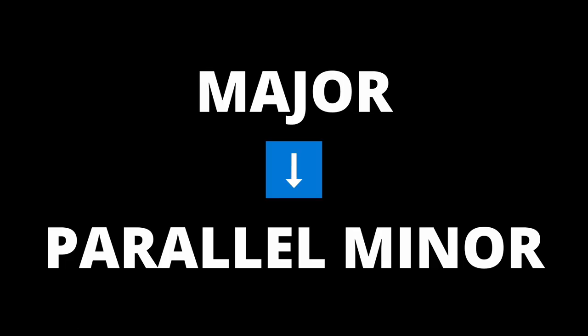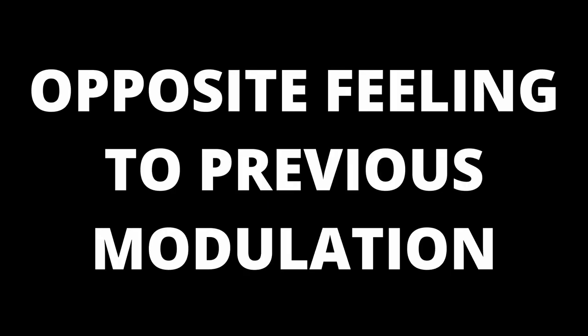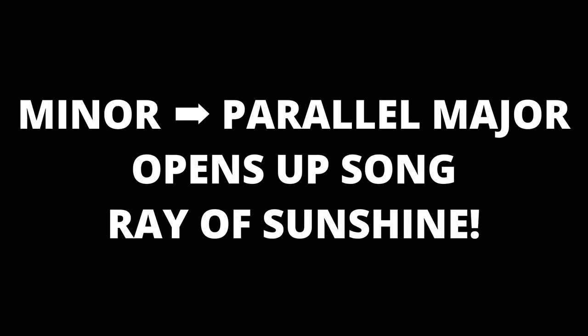We've looked at moving from major to parallel minor. Now let's reverse the situation and move from minor to parallel major. Where changing from major to parallel minor felt gloomy or closing in, the opposite is true for moving from minor to parallel major. It brightens up the song like a ray of sunshine. It feels like the song is opening up in front of us.